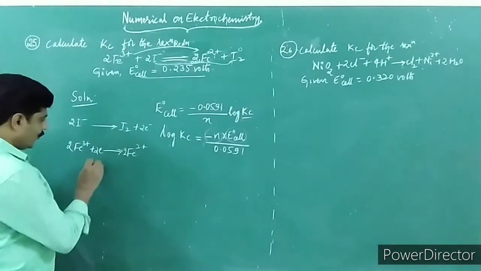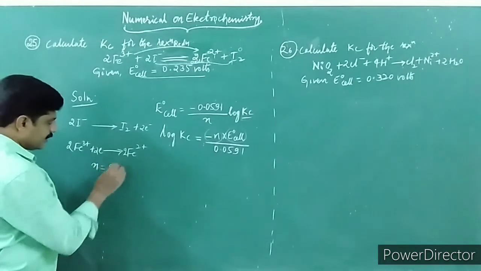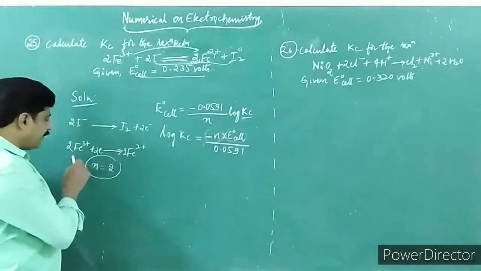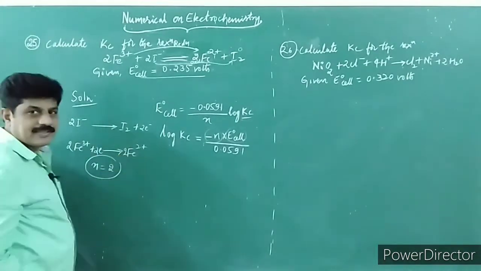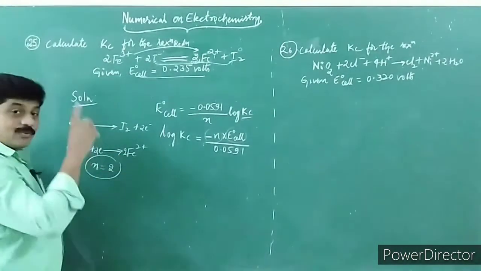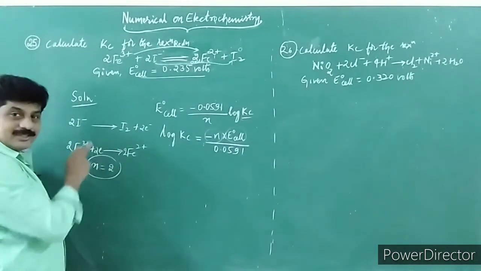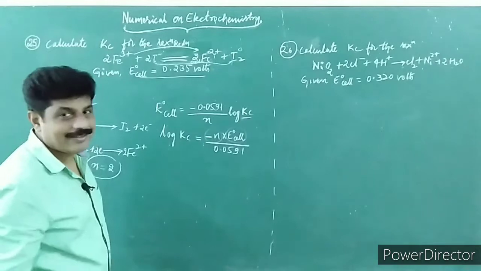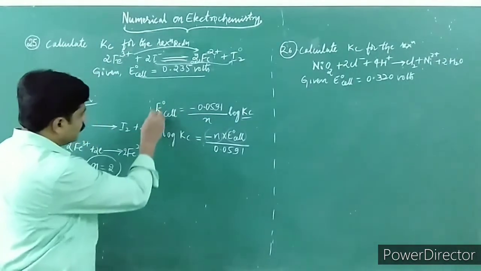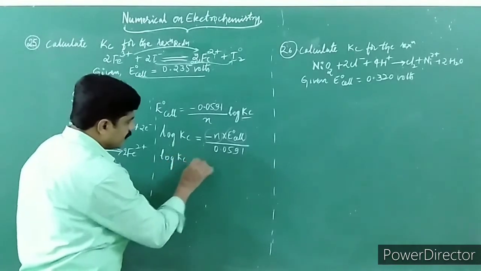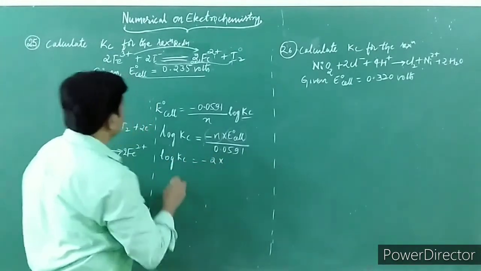Is it not? Now n is equal to how much? n is equal to 2, because 2 moles of electrons are required for the reduction of 2 Fe³⁺ ions to 2 Fe²⁺ ions. Remember, if it is only 1 Fe³⁺, there is only 1 electron, but there are 2 Fe³⁺ ions. That means 2 moles of electrons are required. Hope you got it, right? Now let me substitute the value here. Log Kc is equal to minus 2 into E° is equal to how much here?